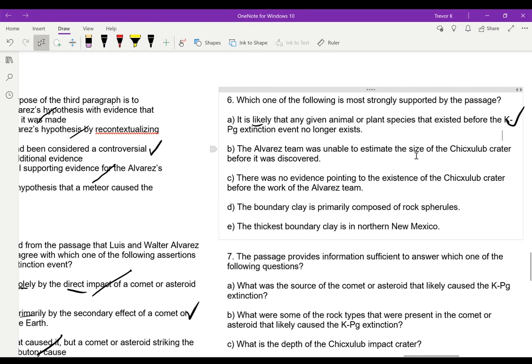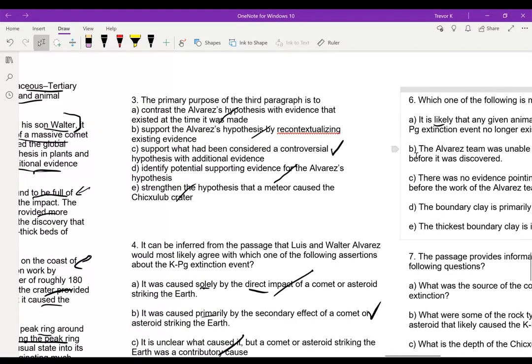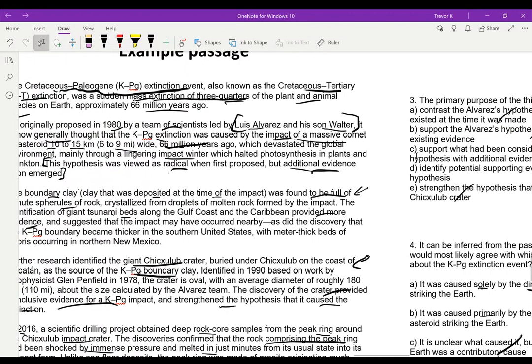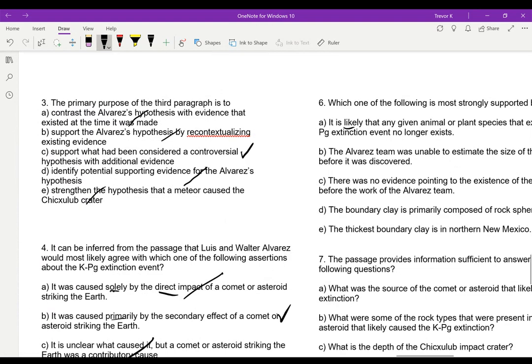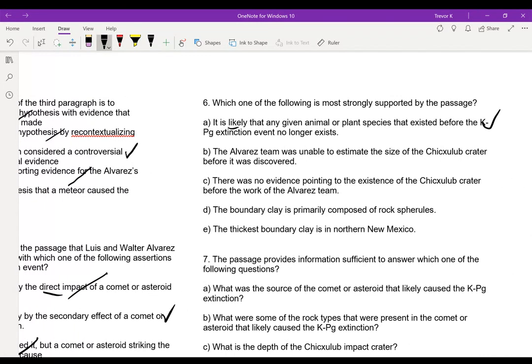Alvarez's team was unable to estimate the size of the Chicxulub crater before it was discovered. Let's see where we estimate the size of the Chicxulub crater. Identified in 1990 based on work by geophysicist Glenn Penfield. Crater is oval, an average diameter of roughly 180 kilometers, about the size calculated by the Alvarez team. So they did estimate the size of it. All right, so that one's wrong, and this one's also wrong.